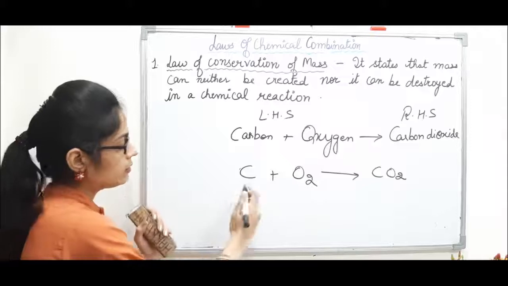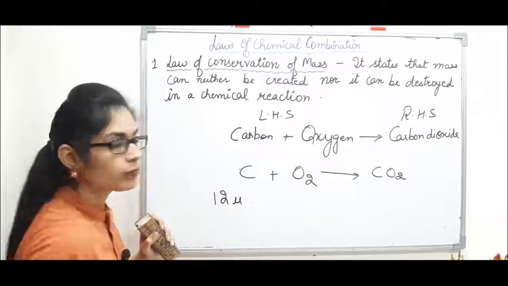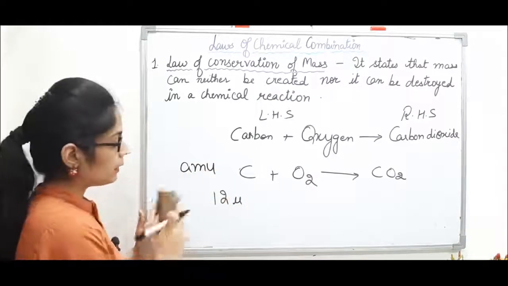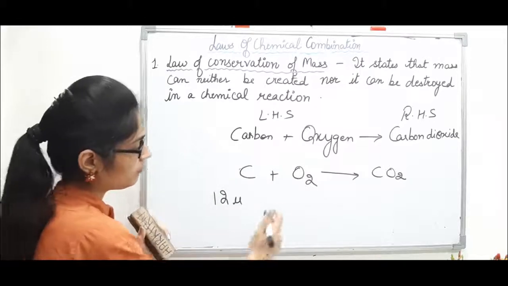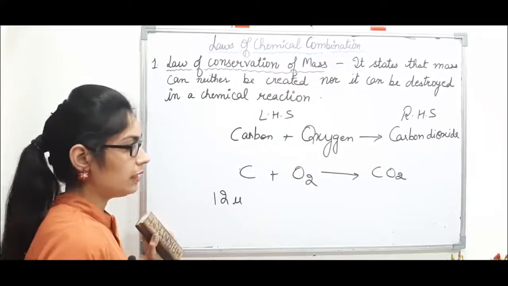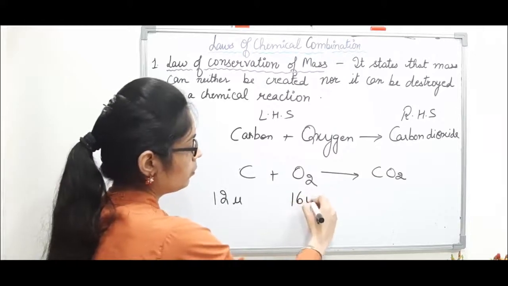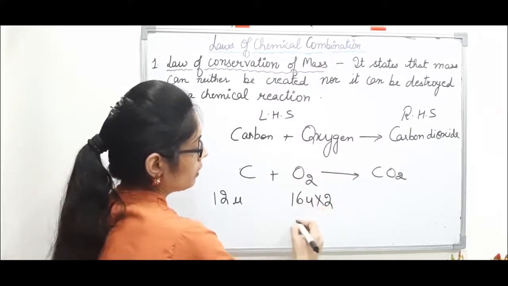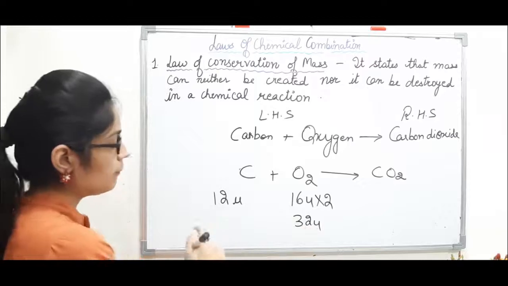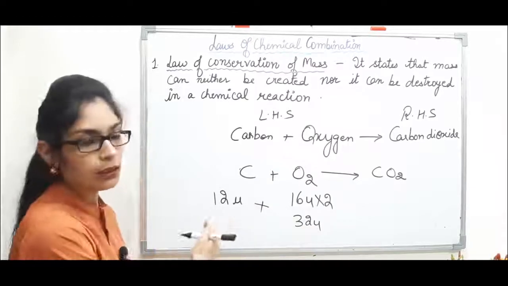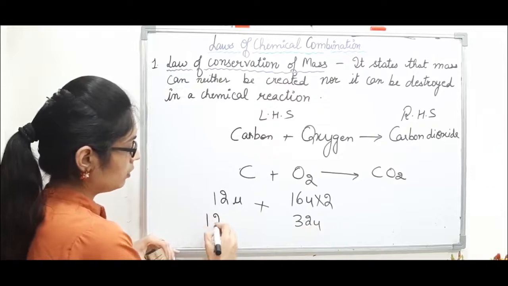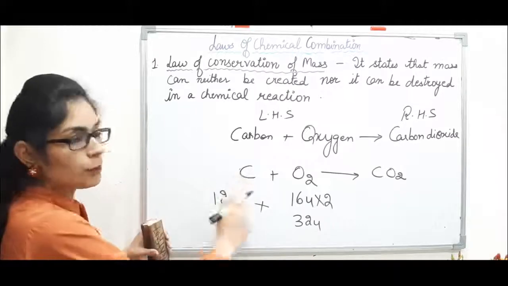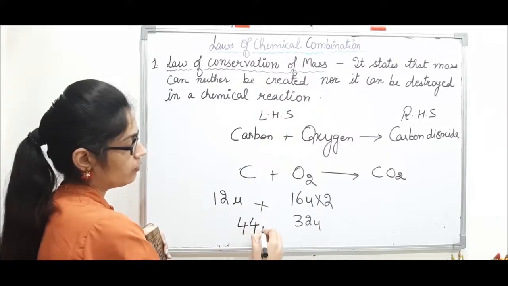Mass of carbon is 12 U. U is unified mass. Earlier it was written as AMU, atomic mass unit, but now it is U, which is unified mass. Mass of one atom of oxygen is 16 U, but here we have two atoms of oxygen, which means 16 into 2, which is 32 U. We can find the total mass of reactant by adding these two, 12 and 32, and we will get 44. So mass of the reactant is 44 U.